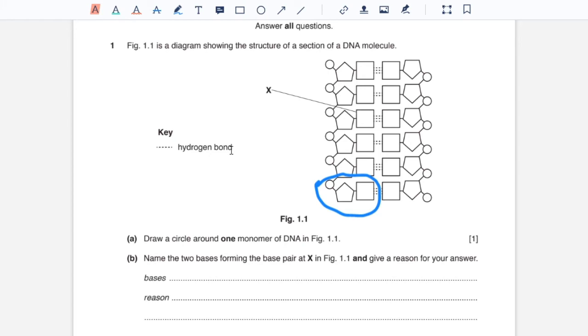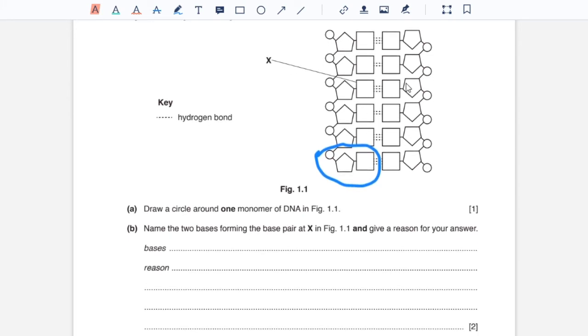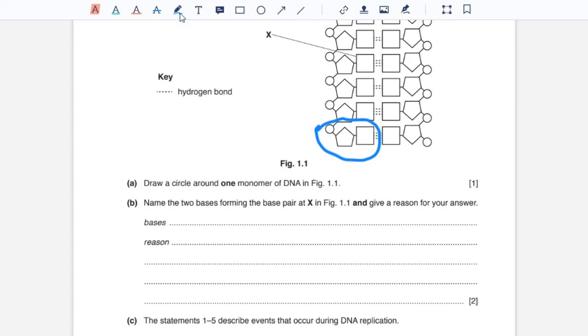B, name the two bases forming the base pair at X and give a reason for your answer. This base pair of the two nucleotides is cytosine and guanine, since there are 3 hydrogen bonds represented by the 3 dotted lines between the two bases.